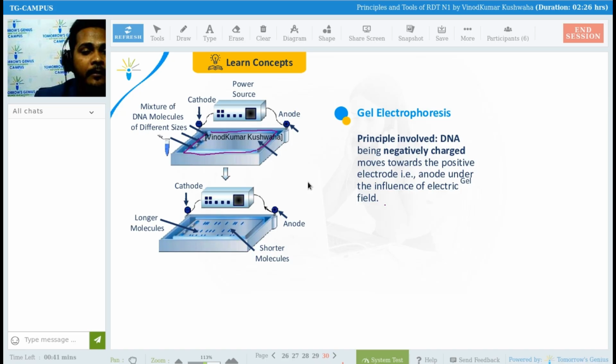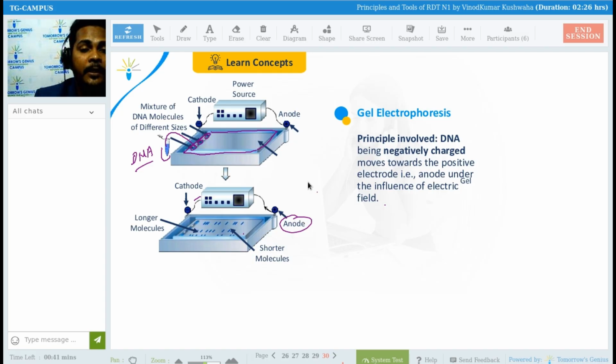Now you have your DNA in this vial. With the help of a micropipette, you can just load this sample into this well. So here is a well, here is another well, here is another well. You just load it into this gel, and then you supply the electric current, cathode and anode. So you can see here, those which are shorter molecules, or we can say low molecular weight, they run faster and move towards the anode.